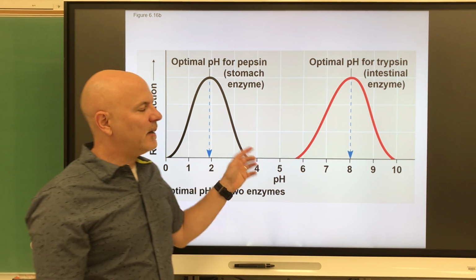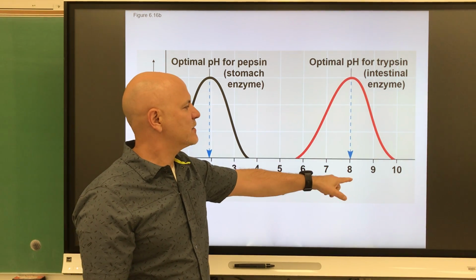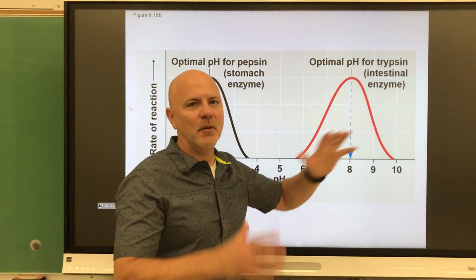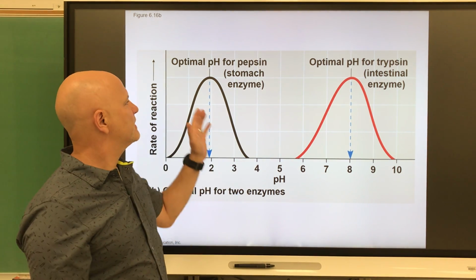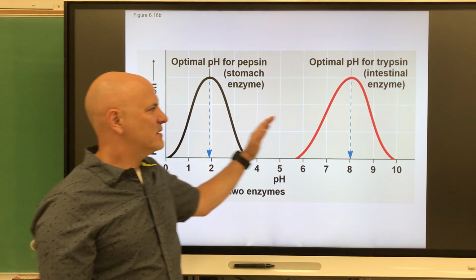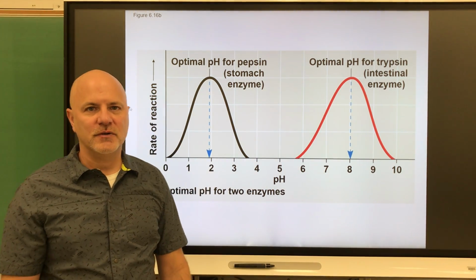But after we move from our stomach, we go into our small intestine. And the pH in our small intestine is right around 8. So pepsin and trypsin are both enzymes that break down proteins, but this enzyme that's in our stomach is no longer working in our small intestine because it's outside of its optimal pH range.